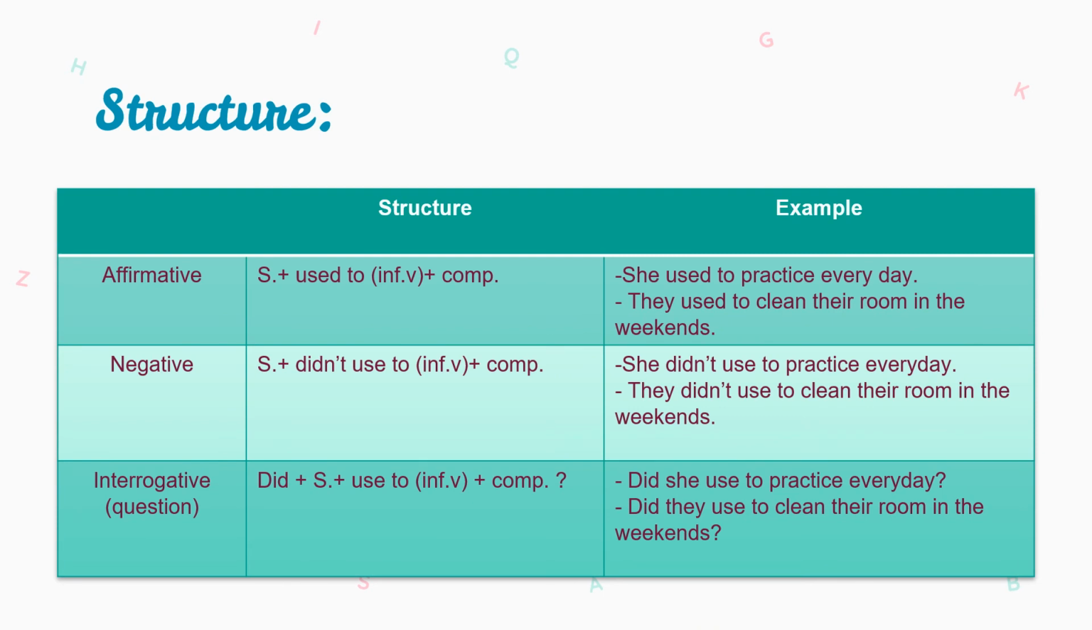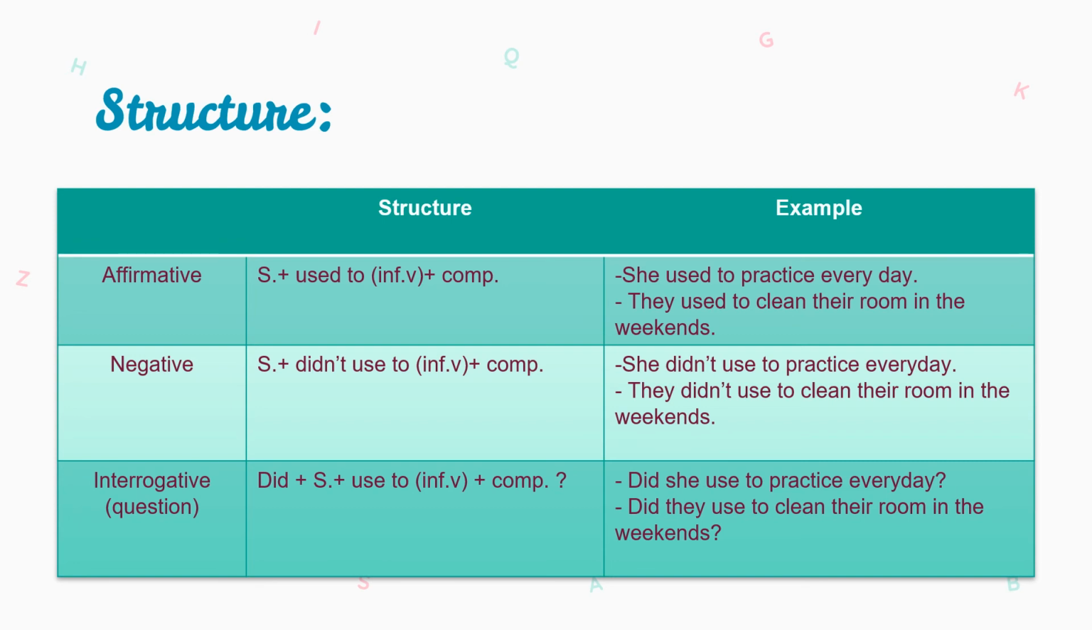Talking about the structure of using used to in a sentence, if we are talking about an affirmative sentence, a sentence in English starts with a subject followed by used to with the infinitive form of the verb plus the complement. Take a look at these examples. She used to practice every day. Here is used to followed by the infinitive form of the verb. We can see that we used practice without any additions, as it is. The second example, they used to clean their room in the weekends. This is for the affirmative sentence.